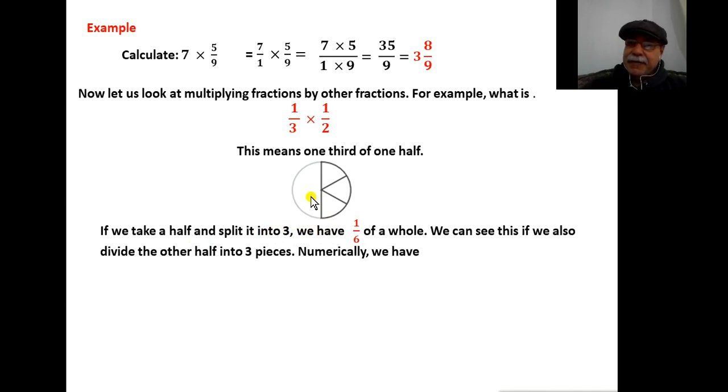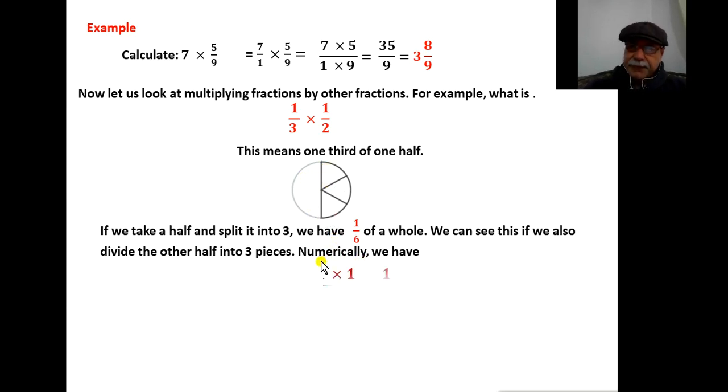If I split this half like this, I get 1 2 3 4 5 6. When I split this half also into three parts, like this one and like this one, I get 1 2 3 4 5 6, like this 1 over 6. When I multiply 1 times 1 is 1, 3 times 2 is 6, that's why I get 1 over 6. 1 over 6 means I split this half into 3 parts.